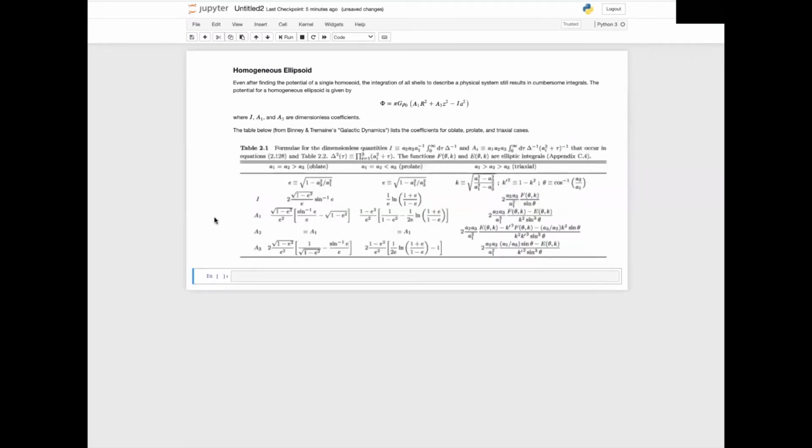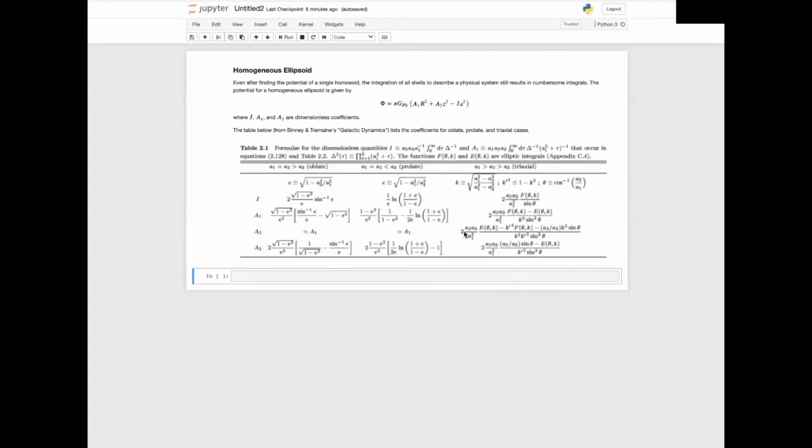This table here, which is from Binney and Tremaine's Galactic Dynamics book, lists the coefficients A1, A3, and I for oblate, prolate, and the triaxial cases. It cites here also A2 because actually this expression is for x and y, so it would be A1 times x squared plus A2 times y squared plus A3 z squared. But for our case of interest, the oblate spheroid, we would have A2 being equal to A1, and also for the prolate, when the two axes are equal, A2 is equal to A1. It's only for the triaxial spheroid that you need A2.